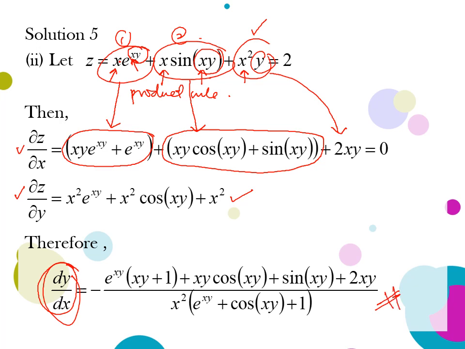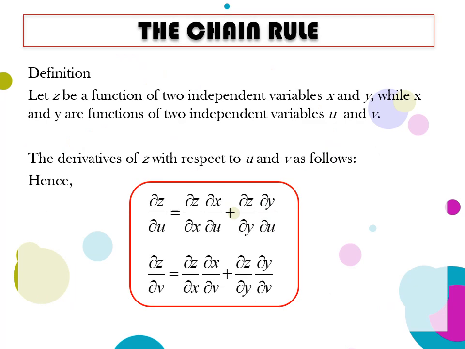Okay, so done with the implicit differentiation. Now we're going to move to the chain rule. So let z be a function of two independent variables x and y. So x and y are independent of each other, but function z here depends on two variables, which is x, and the second one is y.